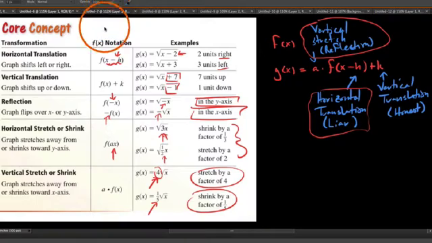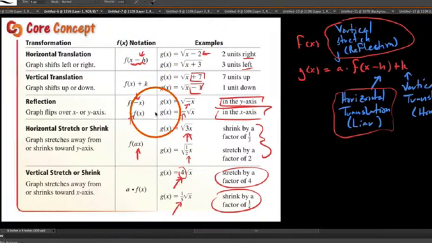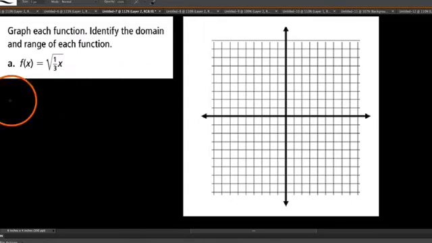So let's take a look here at when we would apply these transformations on a function. Let's graph each of these functions and identify the domain or range for each one. So here's what I know. F of x equals the square root of 1/3 x. What I want to say is this: if we were to look at the parent function, that would just be this graph right here. So knowing that the parent function starts at 0, 0 and goes through 1, 1.